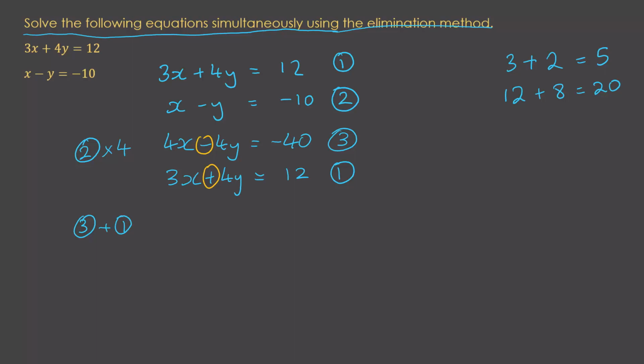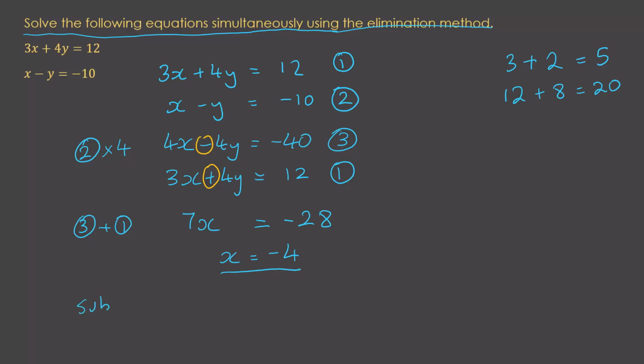So 4x add 3x gives me 7x. I know that adding the y's means the y's will disappear. They'll be eliminated. That was the whole point of what I did. Negative 40 add 12 is negative 28. Divide by 7 and I get that x is negative 4.